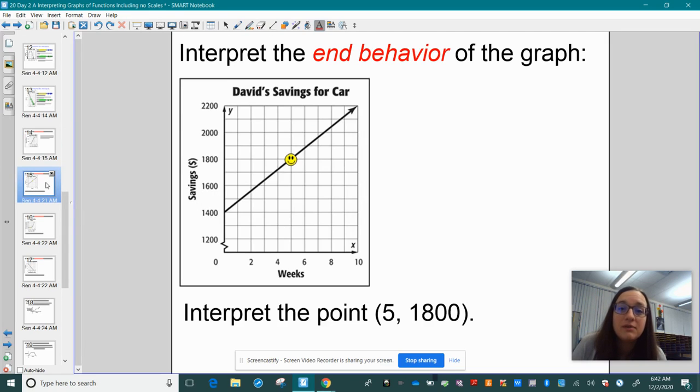So let's look at our end behavior here. Oh, this is much more positive and happy. Oh, that happy point is for something later.